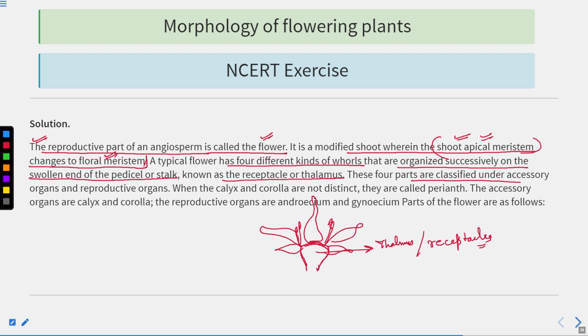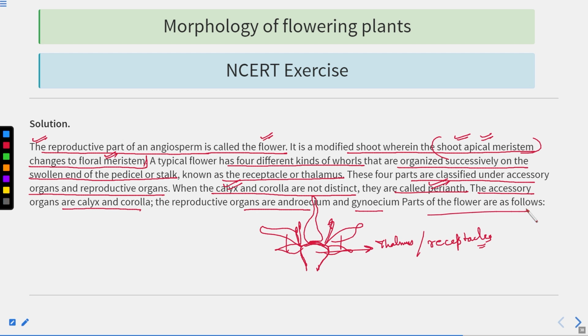These four parts are classified under the accessory organ and the reproductive organ. When the calyx and corolla are not distinct, they are called perianth. So calyx and corolla are the accessory organs. They are not working as reproductive organs. Whereas androecium and gynoecium are the reproductive organs, male and female respectively. Sometimes the calyx and corolla are not distinct. They join together, forming a structure called perianth. The accessory organs are calyx and corolla. The reproductive organs are androecium and gynoecium.